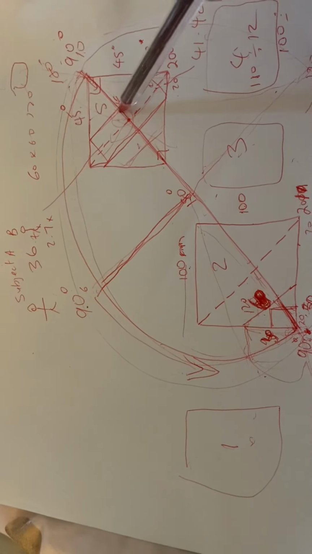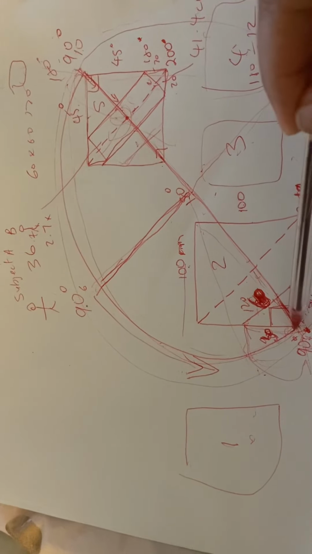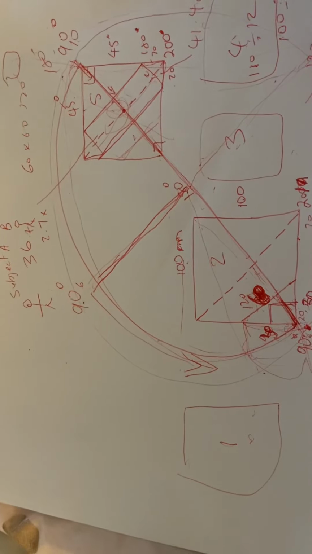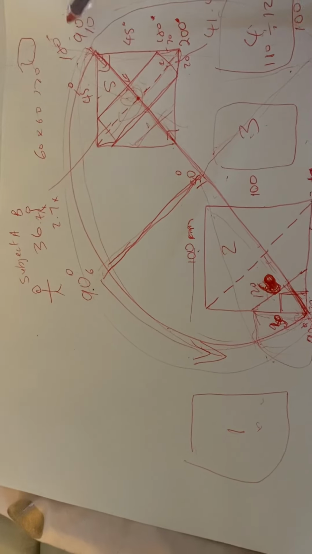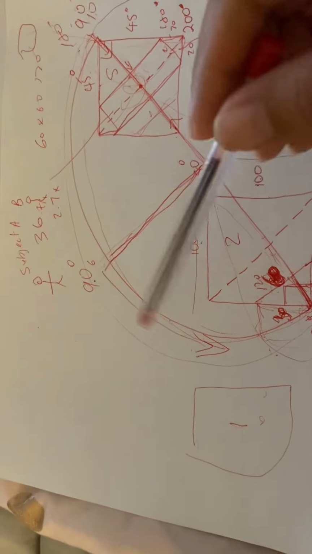This is the distraction, and this point's the distraction too, at 90 degrees at 3 o'clock. This is 12 o'clock, 9 o'clock, 6 o'clock, and 3 o'clock.